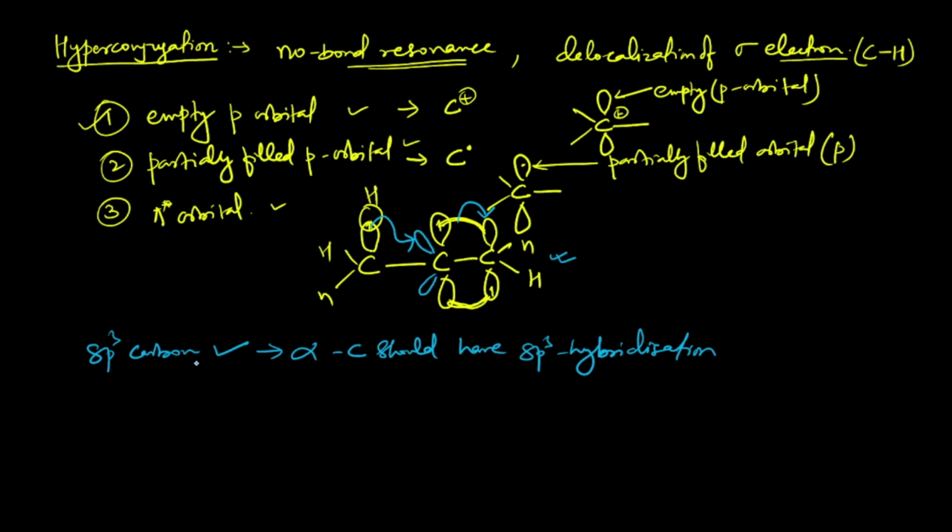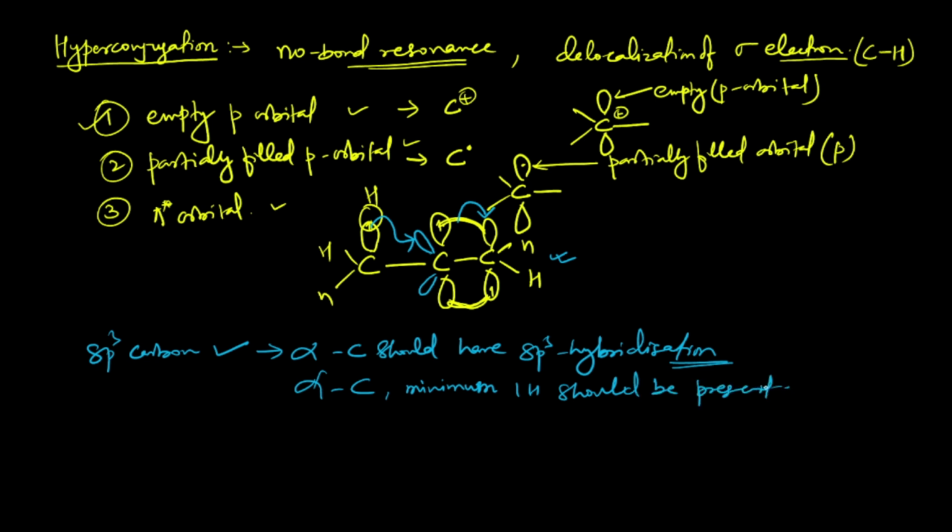We can say the next carbon of the unsaturation should be sp3, or we can say that the alpha carbon should have sp3 hybridization. Correct? And in that alpha carbon, minimum, I'm telling about minimum, maximum 3 hydrogens are possible, but minimum 1 hydrogen should be present.